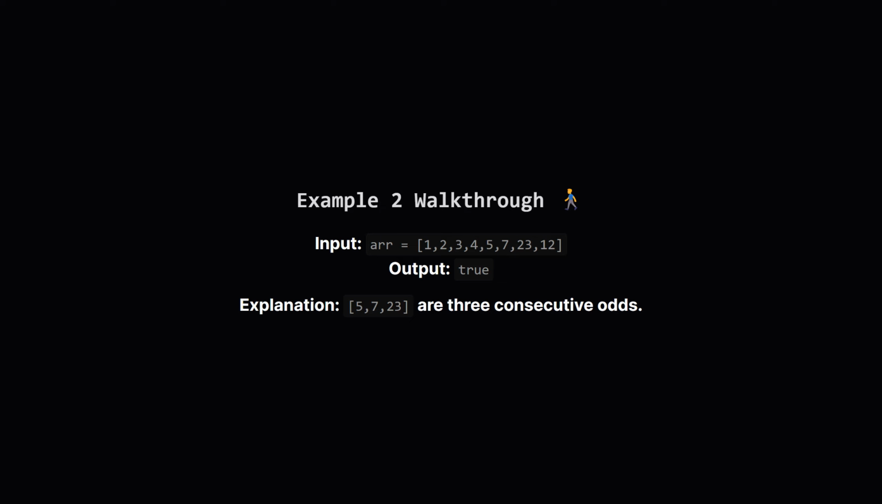Now for the second example, the input list is 1, 2, 3, 4, 5, 7, 23, 12. Let's check. 1 is odd, that's 1. 2 is even. So our count of consecutive odds resets. 3 is odd, that's 1 again. 4 is even, count resets. 5 is odd, that's 1. 7 is odd. That's 2 consecutive odds. 23 is odd. That's 3 consecutive odds. 5, 7, and 23. Boom, we found them. So we can stop right here and return true. We don't even need to look at the 12.